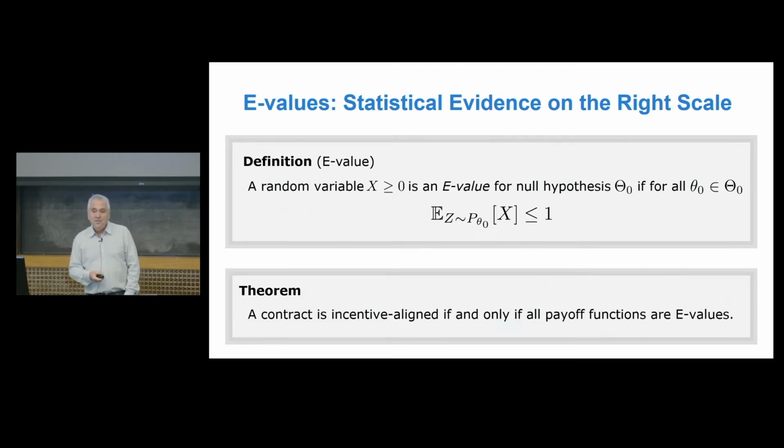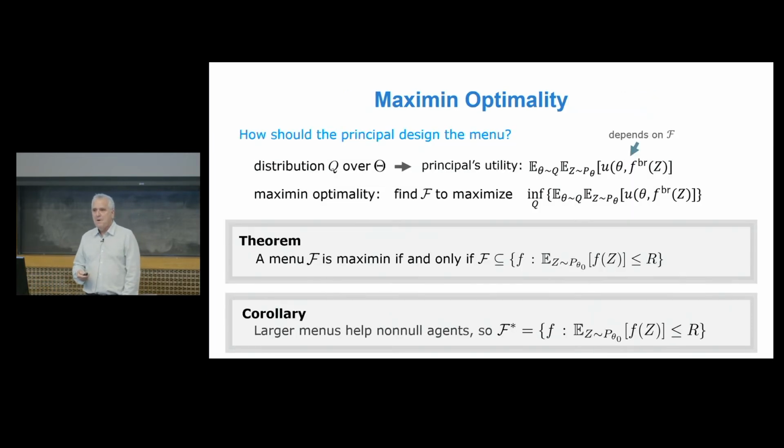All right, and we have proved a theorem which relates the contract theory to the statistics. It turns out that a contract is incentive aligned if and only if all of the payout functions are E-values. So this proof has a little bit of the flavor of the Neyman-Pearson lemma. It's kind of an economic version of the Neyman-Pearson lemma. You can see that in the paper.